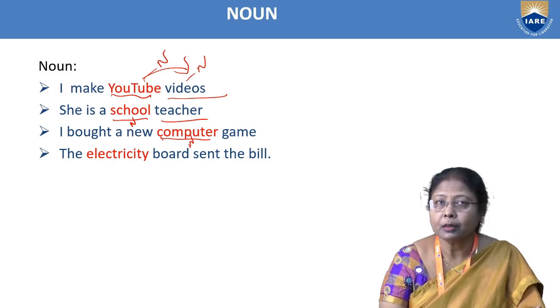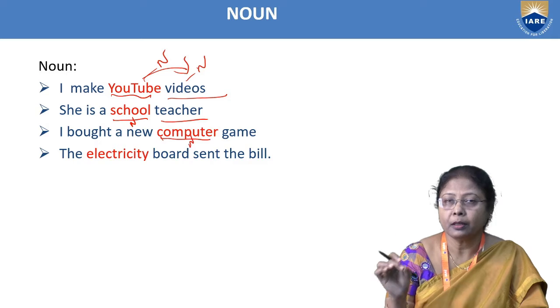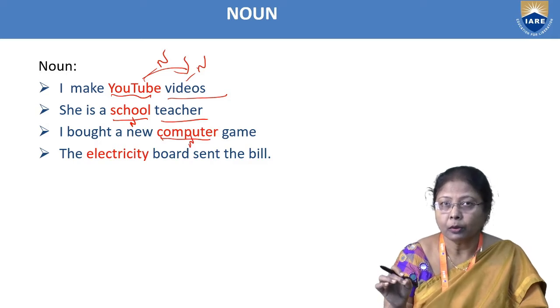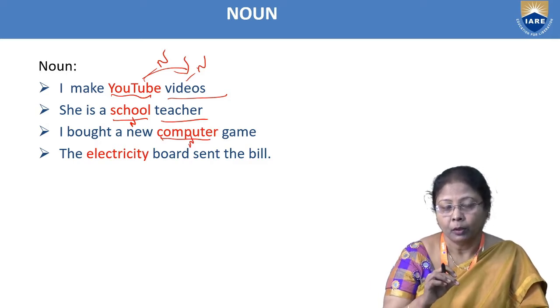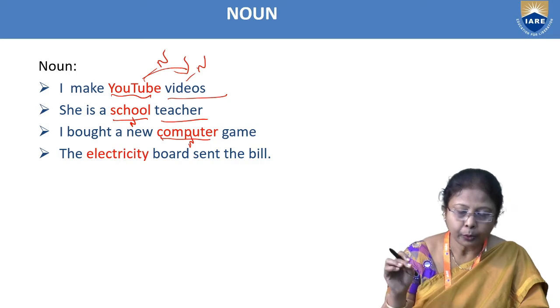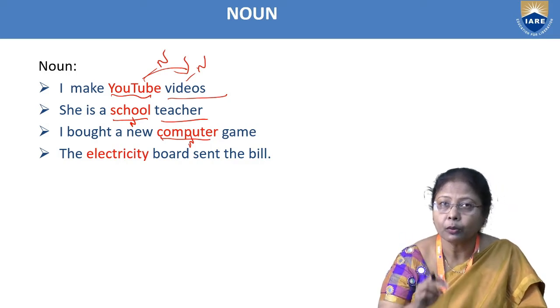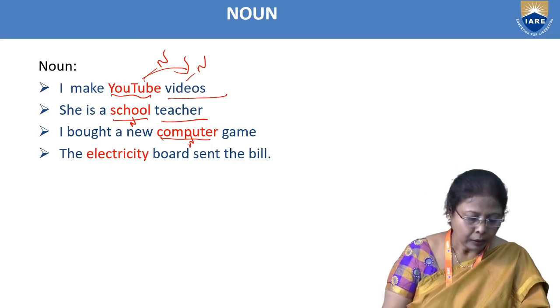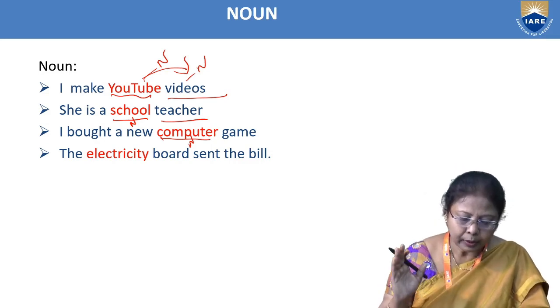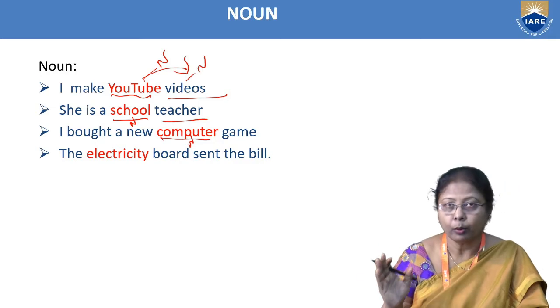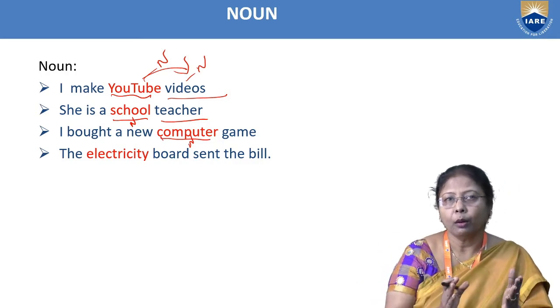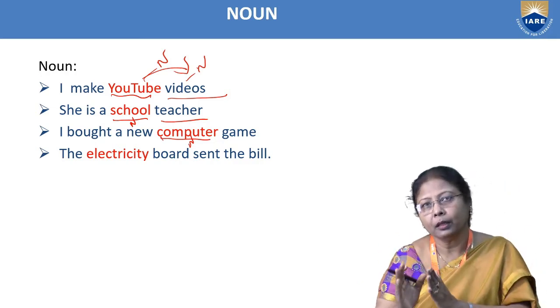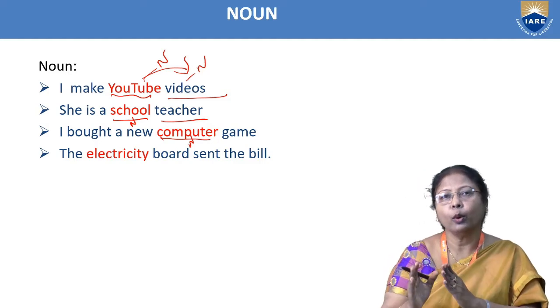So, computer is a noun which determines another noun, game. Here: I bought a new computer game. Computer is a noun which determines another noun, game. And next one: electricity board sent the bill. Electricity and board. So, one noun is determining another noun, that is board.